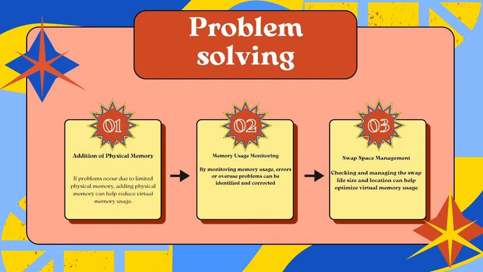Problem solving. First point, addition of physical memory. If problems occur due to limited physical memory, adding physical memory can help reduce virtual memory usage. Second point, memory usage monitoring. By monitoring memory usage, errors or overuse problems can be identified and corrected. Third point, swap space management. Checking and managing the swap file size and location can help optimize virtual memory usage.